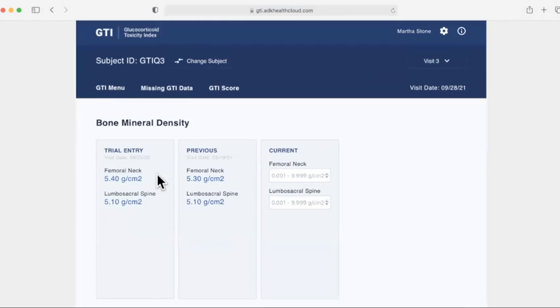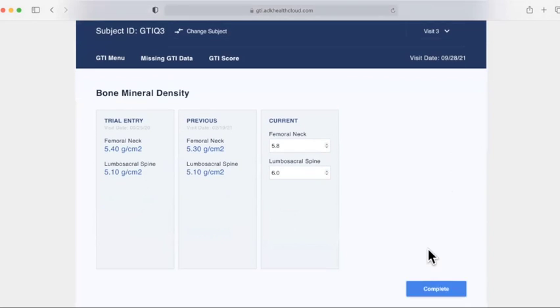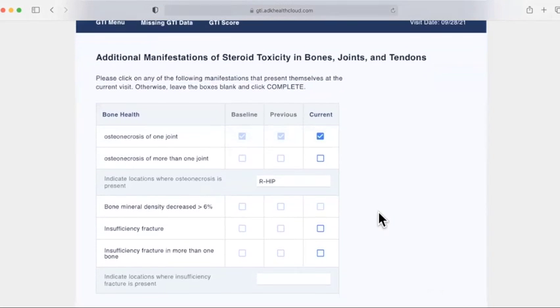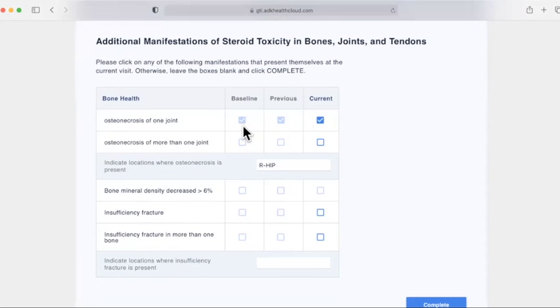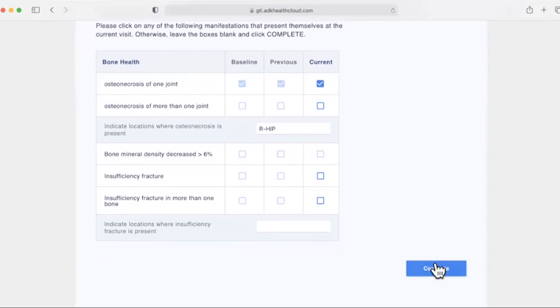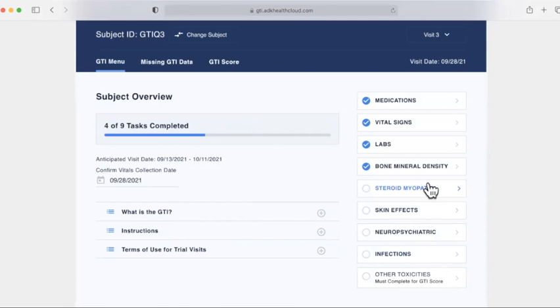The patient has had an improvement in her bone mineral density now over the past 6 months. And at the femoral neck, the bone mineral density is up to 5.8 grams per centimeter squared. And at the lumbosacral spine, really dramatic improvement, 6.0 grams per centimeter squared. Again, this is just read right off of the DEXA report. It's very standard. And so the patient had osteonecrosis in her right hip at baseline. That's automatically carried forward by the digital platform. Fortunately, there are no other bone toxicities.